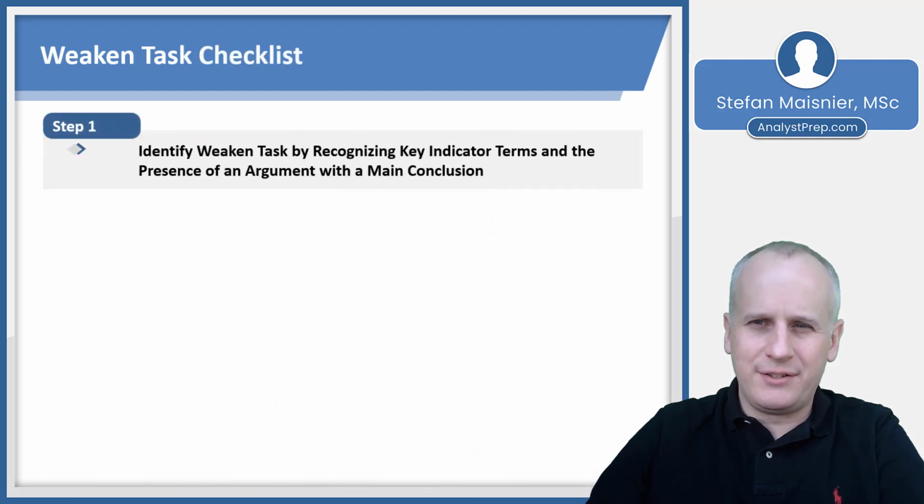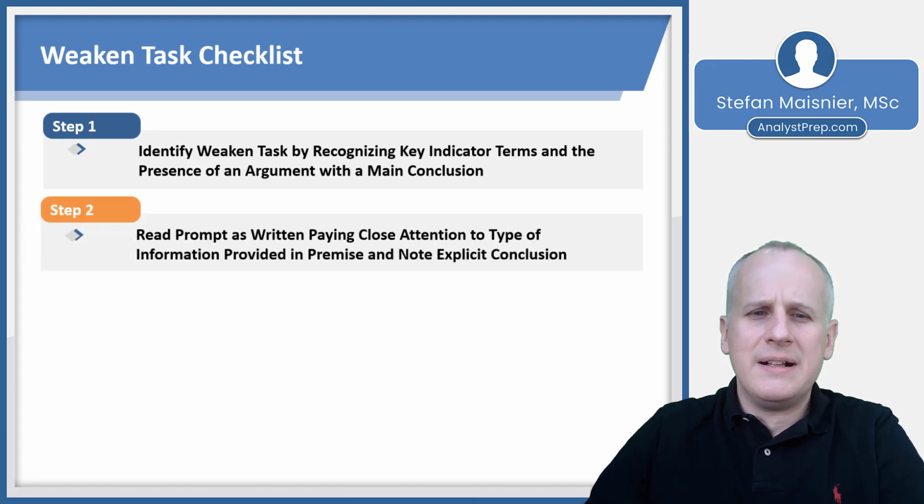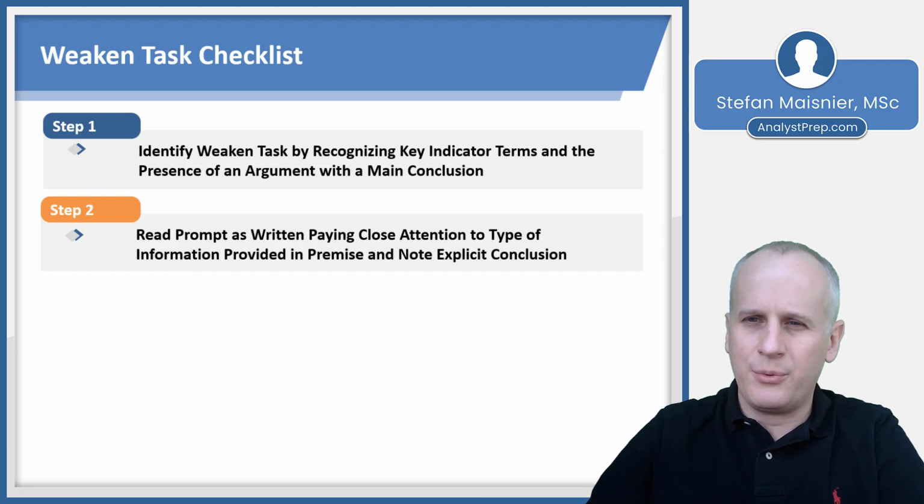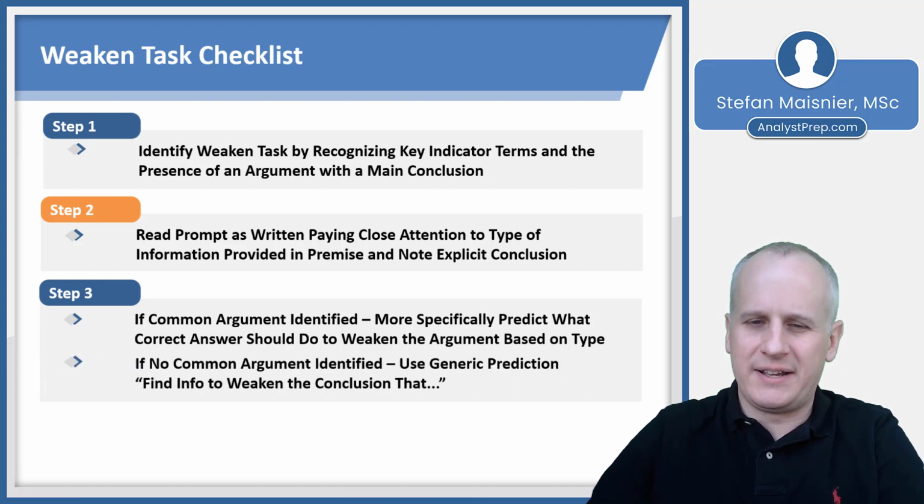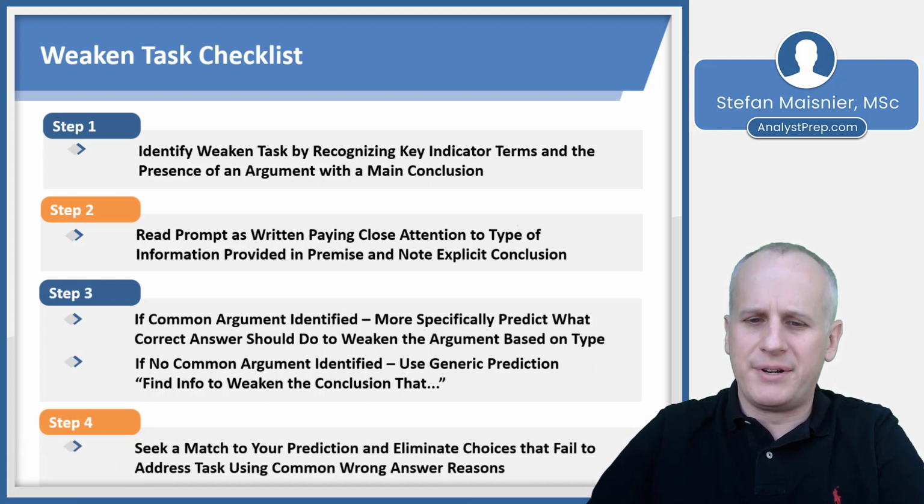So our checklist for weaken tasks. First, you need to identify the weaken task by recognizing those key indicator terms and the presence of an argument with some main conclusion. Then read the prompt as written, paying close attention to the type of information provided in that premise, and note the explicit conclusion. If you can identify a common argument, you'll be able to more specifically predict what the correct answer should do to weaken or attack the argument based on that type. If you can't identify a common argument, you'll just use the generic prediction of find info to weaken the conclusion that blank, whatever the conclusion is. And lastly, of course, seek a match to your prediction and eliminate choices that fail to address the task of weakening the question using your common wrong answer reasons.